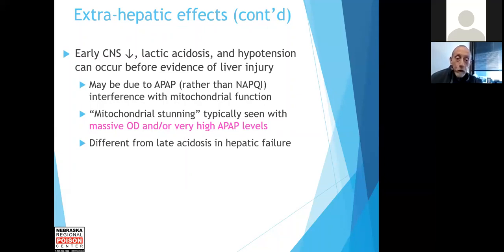What about more systemic effects? Patients with very large acetaminophen overdose, typically with levels in the hundreds, may have what's sometimes called mitochondrial stunning. These very large overdoses can affect energy production in the mitochondria. They may have metabolic acidosis with high lactates. They may have CNS depression, hypotension, and these more systemic effects.